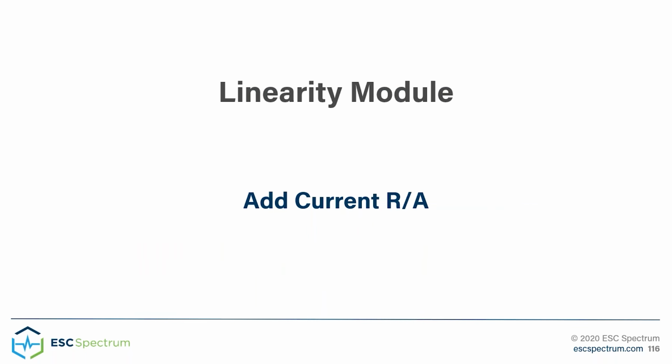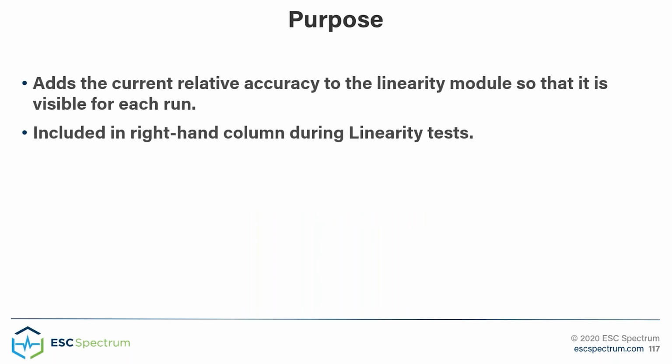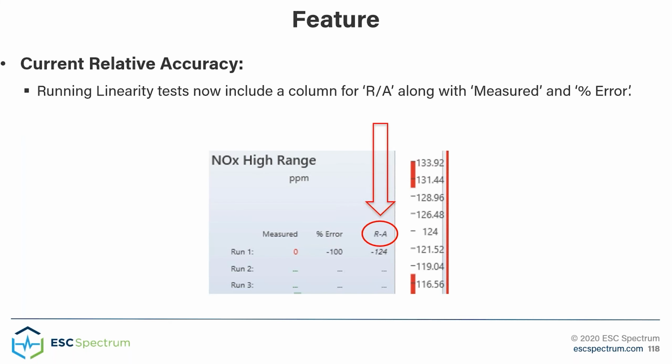All right, linearity module, added the current relative accuracy. So it adds the current relative accuracy to the linearity module so that it is visible for each run, and it's included in the right-hand column during the linearity tests. So now when you're running a linearity test, you have this new column, the RA, which will just show you that relative accuracy as it's going through.